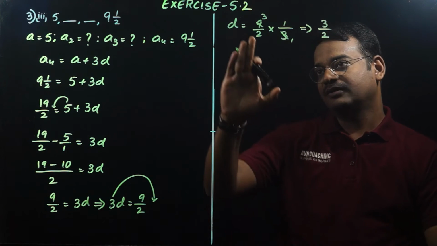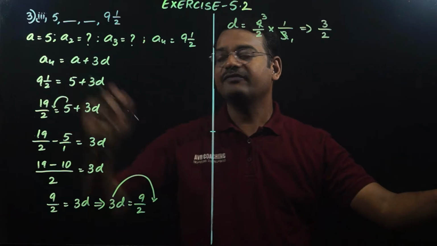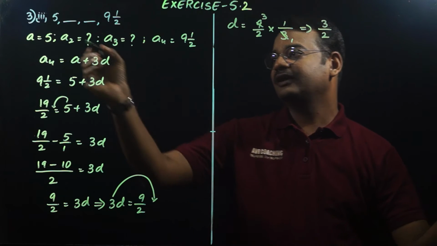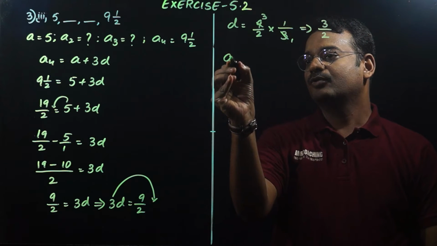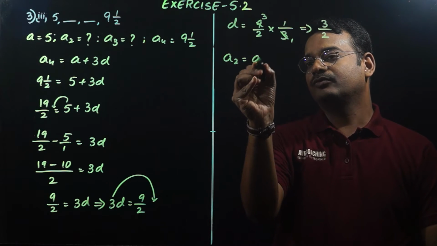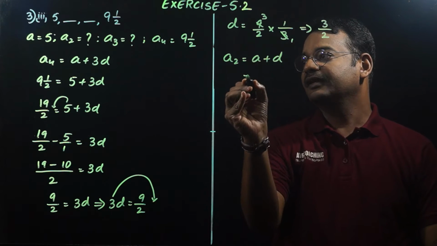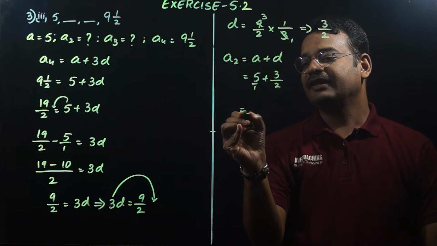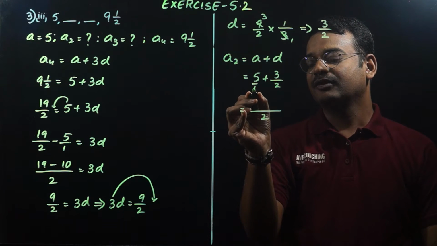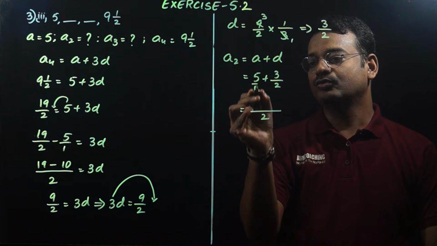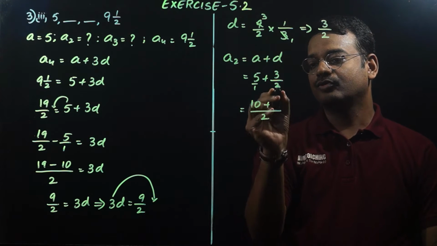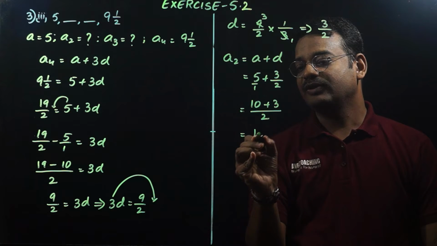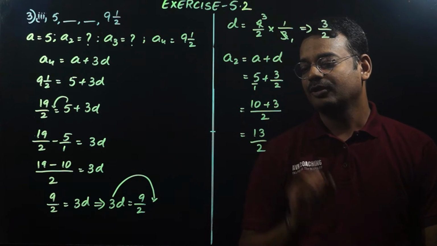Now since we got D value and already we have the first term, that is A value, which is equal to 5, we can easily find A2 and A3. Now A2 is equal to, formula is A plus D. A value is 5, D value is 3 by 2. Now if we take LCM, 2 is the LCM. Now we have to multiply 1 with 2. 2 5s are 10, so 2 has to be multiplied with 1 to get 2. So 10 plus 3 is 13. So A2 is 13 by 2.